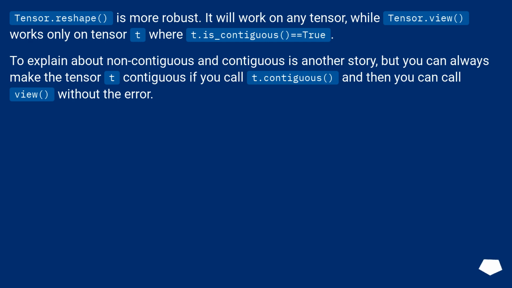Tensor.reshape is more robust. It will work on any tensor, while tensor.view works only on a tensor T where T.is_contiguous() is true. To explain non-contiguous and contiguous is another story, but you can always make the tensor T contiguous if you call T.contiguous(), and then you can call view without the error.